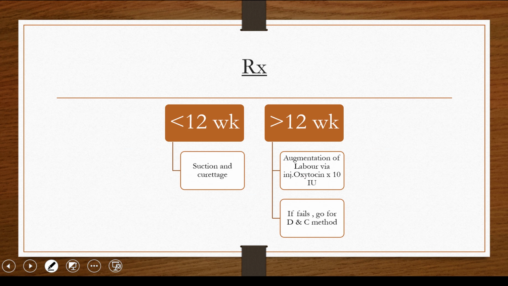Treatment. If she presents within the 12th week, then go for the suction and curettage method. If she presents after more than 12 weeks, then induce labor by injecting oxytocin. If this process fails, then go for the DNC method.